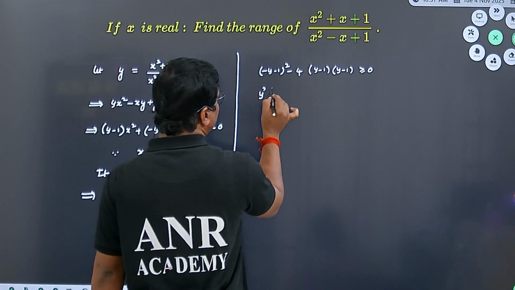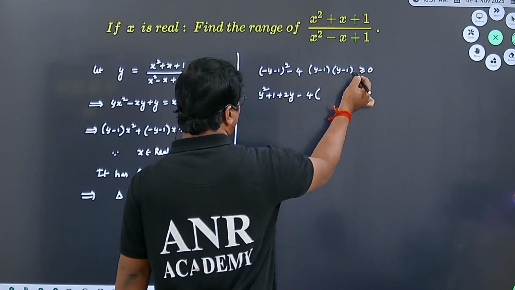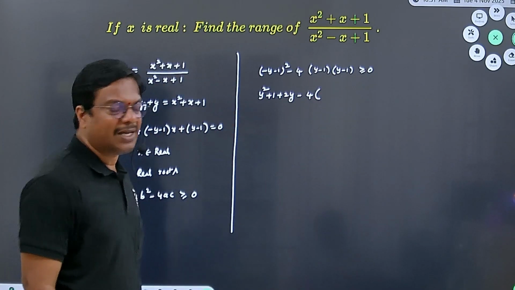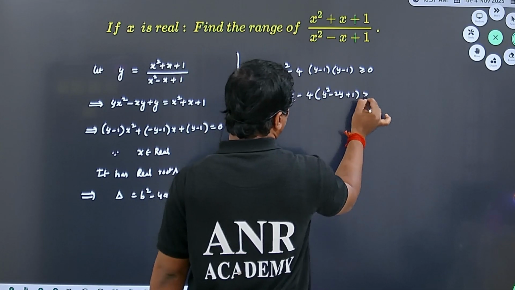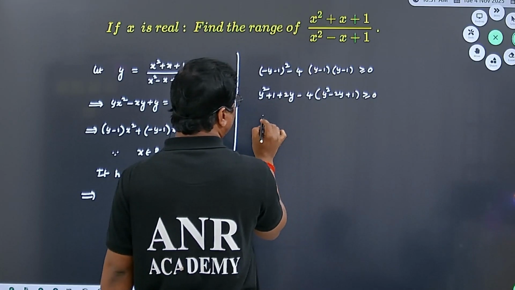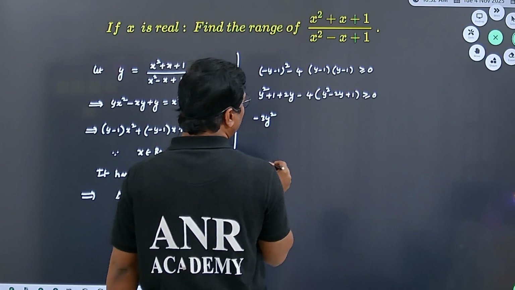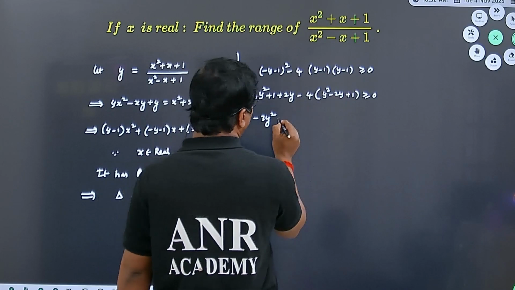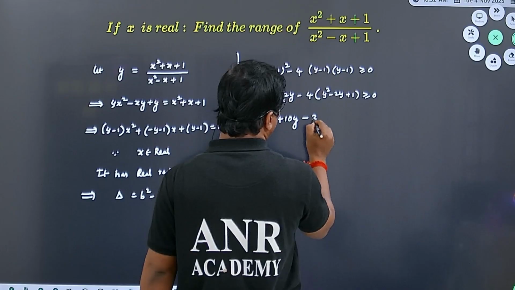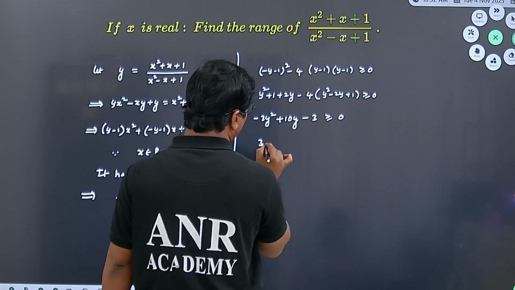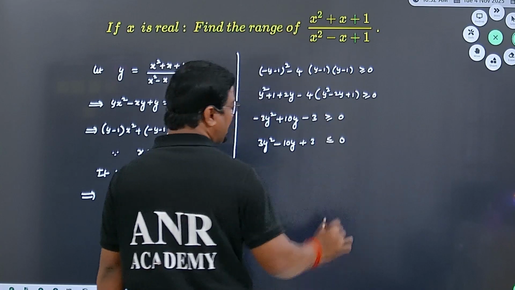On expansion it is y square plus 1 plus 2y minus 4 of (y minus 1) into (y minus 1), that is (y minus 1) whole square, written as y square minus 2y plus 1 greater than or equal to 0. Next I can write 4y minus 4y square minus 3y square, next plus 2y plus 8y, that is plus 10y, 1 minus 4 minus 3 greater than or equal to 0. Therefore, 3y square minus 10y plus 3, it is less than or equal to 0.